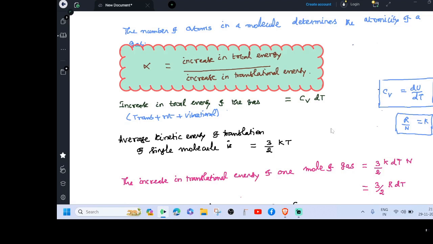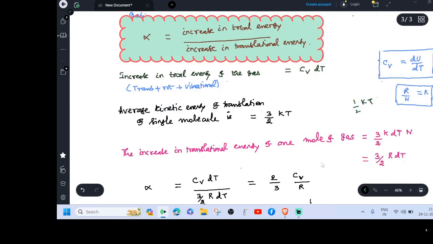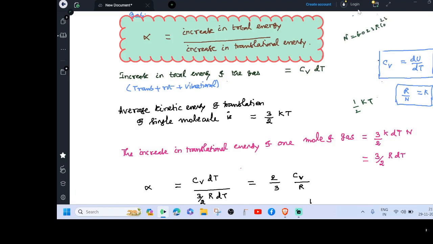The average kinetic energy of translation of a single molecule is 3 by 2 into kT. You know that the energy associated with each degree of freedom is U equal to half kT. Here the molecule is subjected to move along x, y and z directions. So for a single molecule, the translational kinetic energy is 3 by 2 into kT. Now the increase in translation energy of 1 mole of the gas. 1 mole contains N number of molecules, that is the Avogadro number, N equal to 6.023 into 10 power 23.